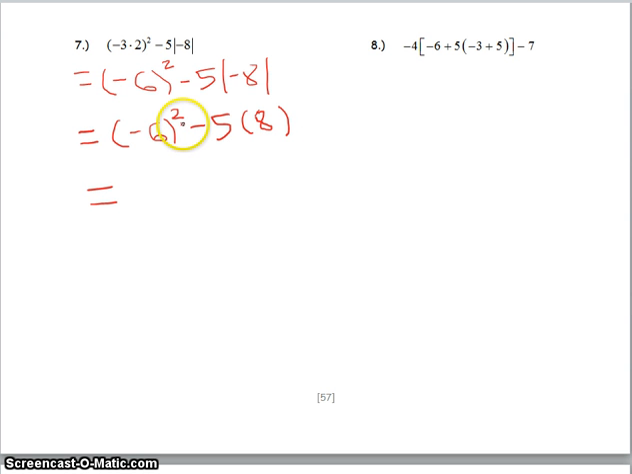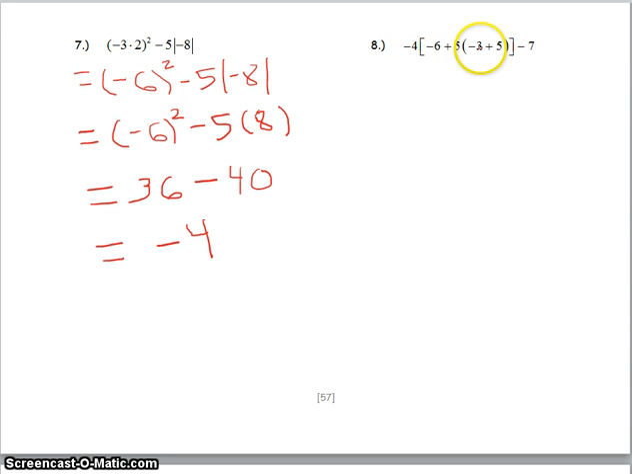Now we look at the exponent. We have parenthesis negative 6 squared. Negative 6 squared is negative 6 times negative 6, which is a positive 36. Minus, we can take 5 times 8, which would give us 40. Now we have 36 minus 40, which is a negative 4. Now we move on to problem number 8.